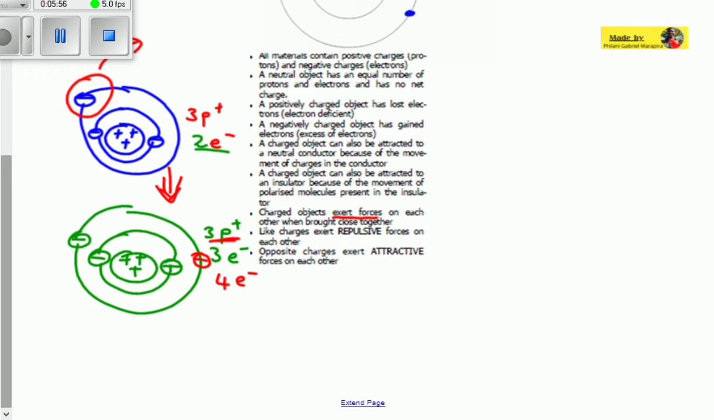So what kind of force are we talking about? If we have like charges, for example two objects that are both positively charged, they exert repulsive forces on each other. So when they are brought closer together, they will be repulsive. They will not attract each other. Opposite charges exert an attractive force on each other, which is just the opposite of like charges. So if we have a negatively charged object and a positively charged object, they will exert an attractive force on each other.